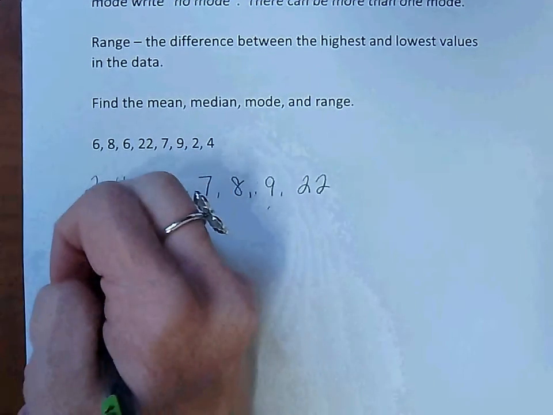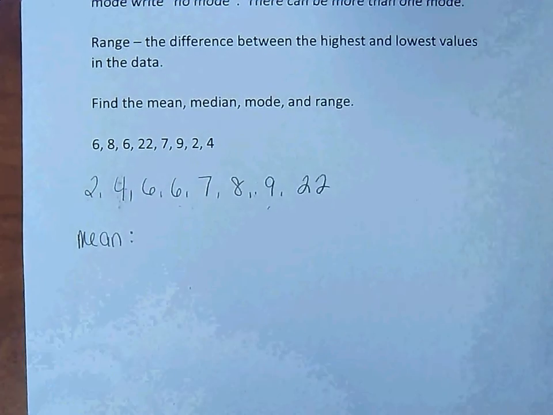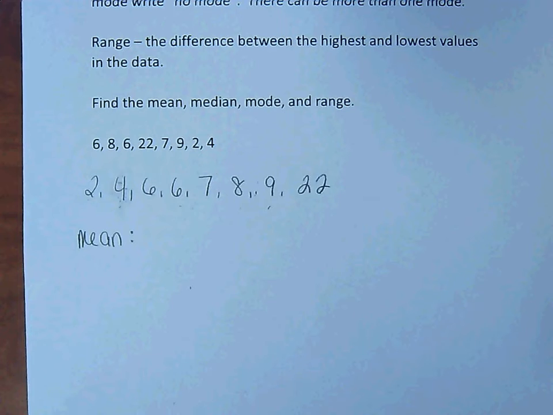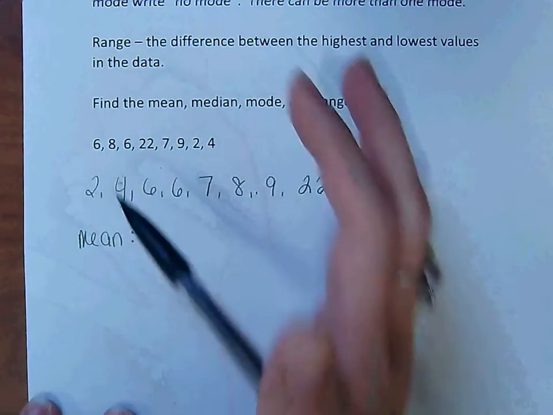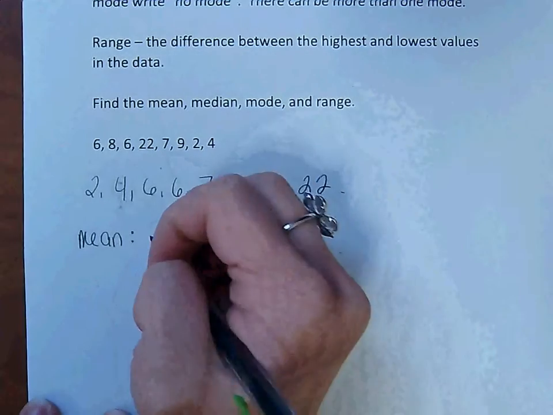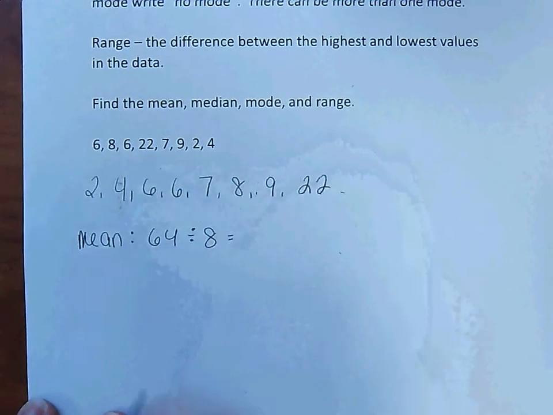So, mean. Now, when you write this, you want to use a colon and not a dash. A dash can look like a negative, whereas a colon, there's going to be no confusion as to whether or not your number is positive or negative. So when we add all these numbers up, we're going to get 64. Divide by the total, which is 8. So our mean is 8.